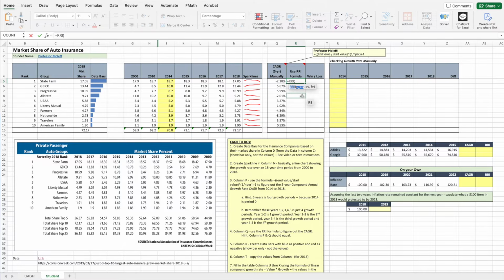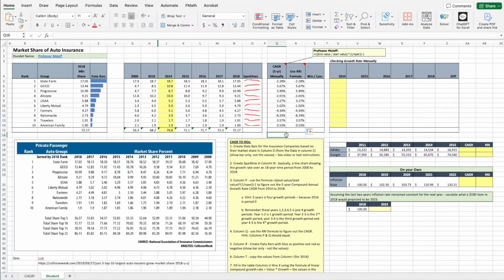Now we're going to do the same thing using the RRI formula, equals RRI, and we'll bring that function in. It's going to ask us number of periods, that is 4. It's going to ask us PV, our present value, which is our beginning value or our starting value, this 18.7, comma, and our future value or our ending value, the 17.05, and close that out. And we see that if we did it right, we should have the exact same percentage on all of these.